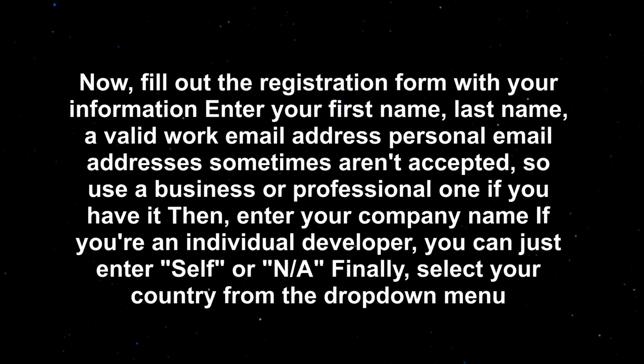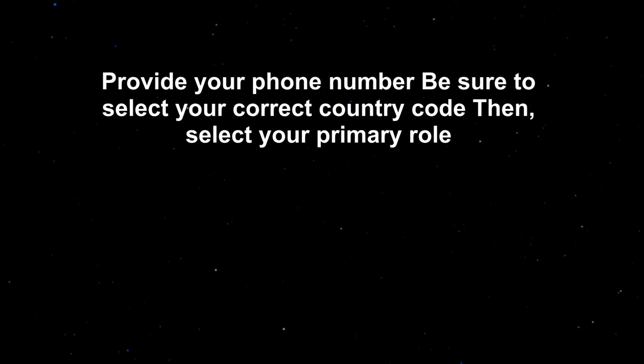Enter your first name, last name, and a valid work email address. Personal email addresses sometimes aren't accepted, so use a business or professional one. If you have it, then enter your company name. If you're an individual developer, you can just enter self or N/A. Finally, select your country from the drop-down menu. Provide your phone number. Be sure to select your correct country code, then select your primary role.